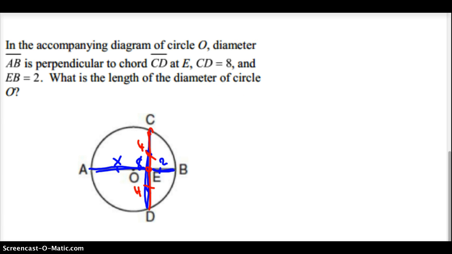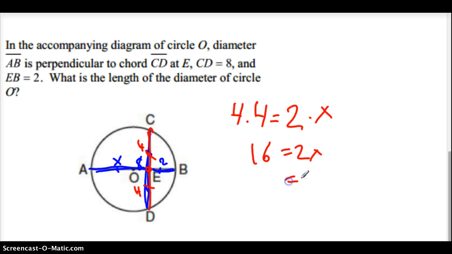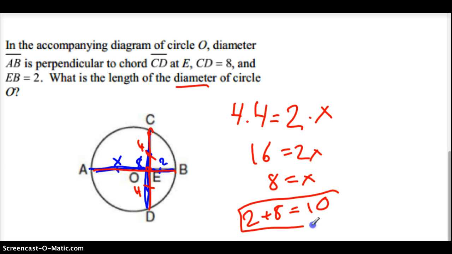So let's try it. We know 4 times 4 from the chord theorem is going to equal 2, which is right here, times x. So this gives me 16 equals 2x, and that gives me x equals 8. And you might think that's the answer, but this says what's the diameter? That's the whole thing across. So if I know x is equal to 8, and EB, this part right here, is equal to 2, I know 2 plus 8 equals 10. So my diameter is equal to 10, once again, because I know this part is 8 and this part's 2.